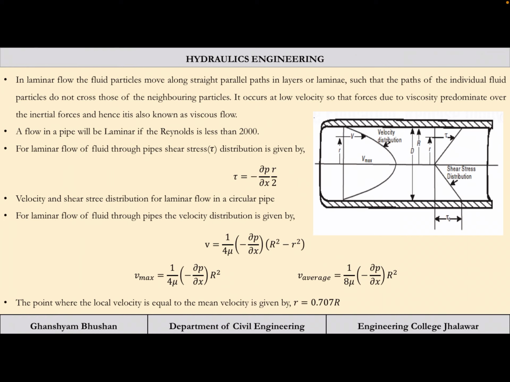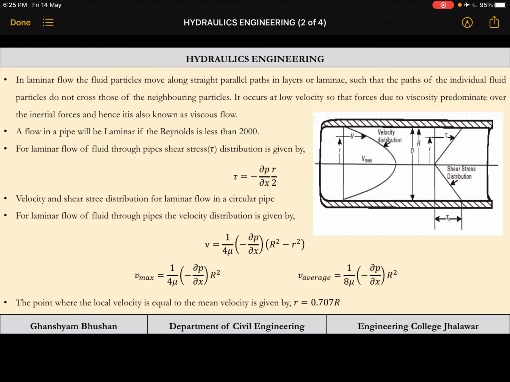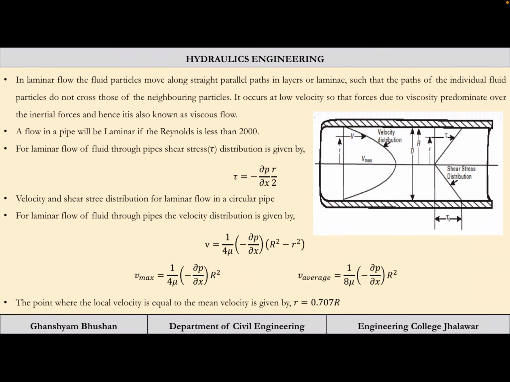So in laminar flow, the fluid particles move along straight parallel paths in layers or laminae. As I have told you, in laminar flow we assume every layer, if this is the flow, each layer is parallel. No mixing is allowed from layer 1 to layer 2 or layer 2 to layer 3. This kind of arrangement is there in laminar flow, which is not exactly possible in real flow, such that the paths of the individual fluid particles do not cross those of the neighboring particles.